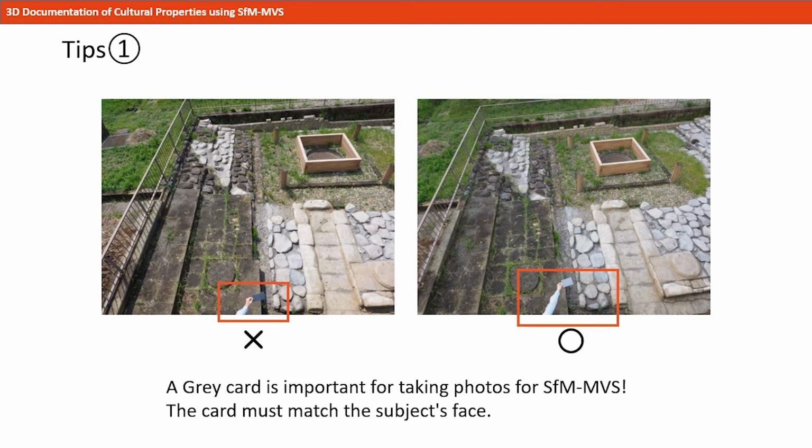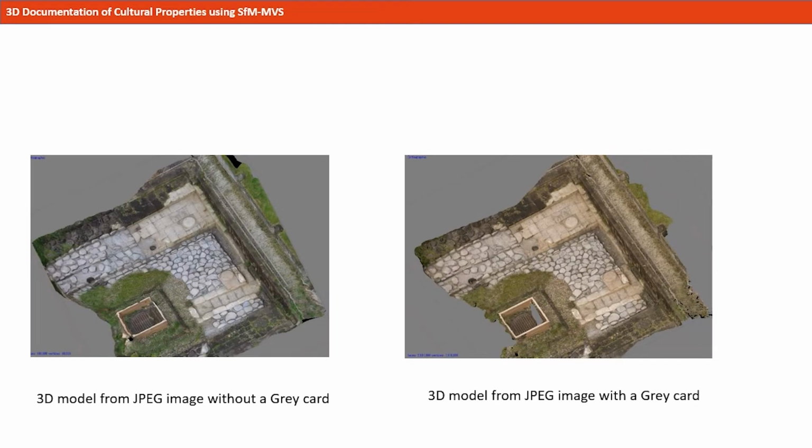As seen in the picture here, a grey card must match the face of the subject. The right picture is an image that has adjusted the white balance using a grey card. As you can see, a 3D model of a cultural property can be made using the correct colors.